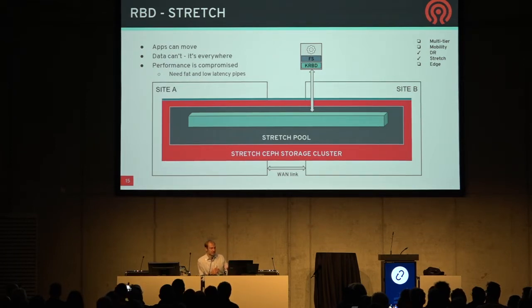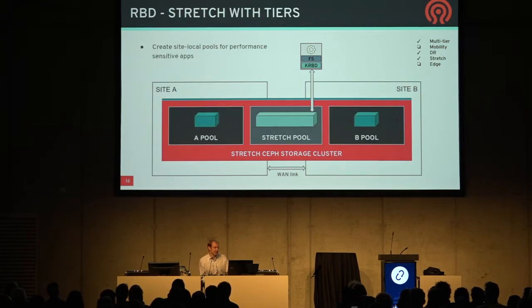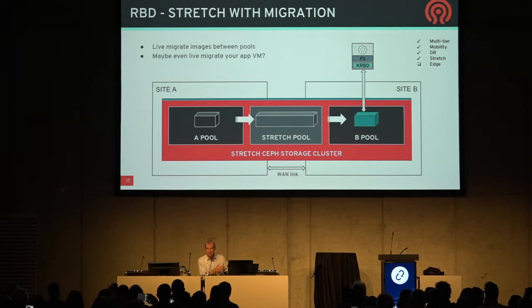The challenge is that there are some sort of tricky restrictions because performance is going to be limited because of the latency of the links between those two sites. But if you add in tiers, you have a lot of possibilities. So you might have Rados pools that are localized to a single data center, one pool that spans multiple data centers, and then you'd have the ability to live migrate between those pools to move an application from site A to the stretch pool, then to site B, giving you the sort of app portability. You might even be able to migrate the VM depending on what your sort of upper layer application infrastructure layer can do. So several more possibilities.